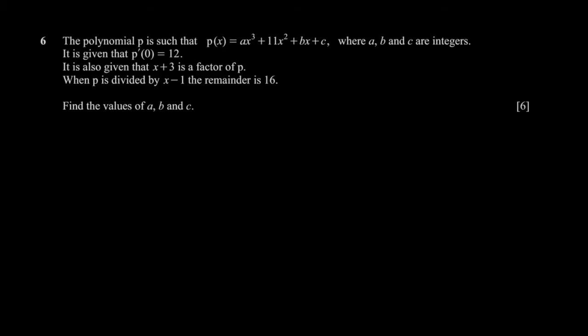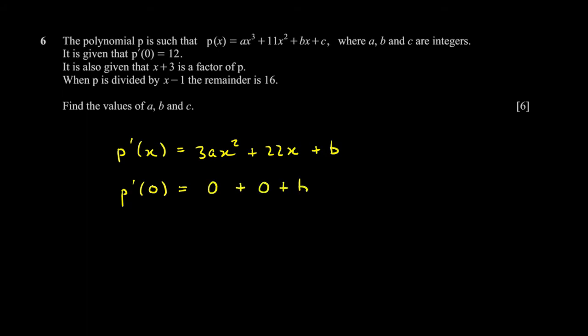Okay, well, let's take each of these 3 statements in turn. I'm going to take the first one, so p prime of 0. That means I've got to differentiate this function first. So p prime of x, I'm going to get 3ax squared plus 2cx plus b. And then I want to find p prime of 0, right? So p prime of 0 means I substitute 0 into here, which means I'm going to get 0 plus 0 plus b. And we're told that that's equal to 12, right? So therefore, b is just equal to 12, because p prime of 0 is b, and if it's equal to 12, then b is 12.